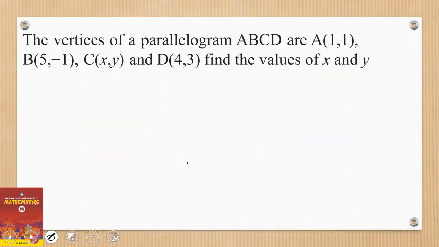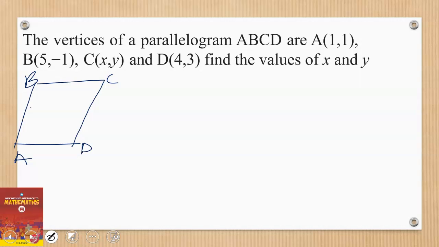Let's have the vertices. The vertices of parallelogram ABCD are given as 1, 1, 5, negative 1, XY, and then 4, 3. So you must always draw the parallelogram, and you label it according to the way you want, but it must flow in the same direction. So if I go A and I put B here, I can put C here, I can put D here. Now according to the question, we have to just find the values of X and Y. And so we have to create our own vectors.